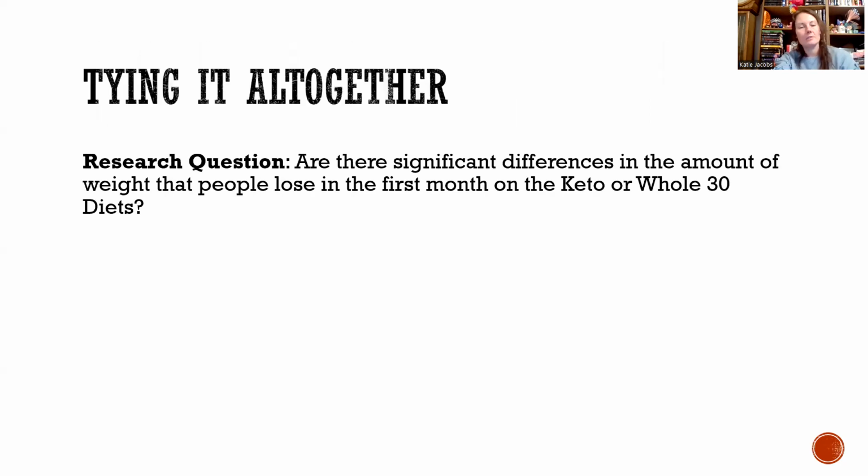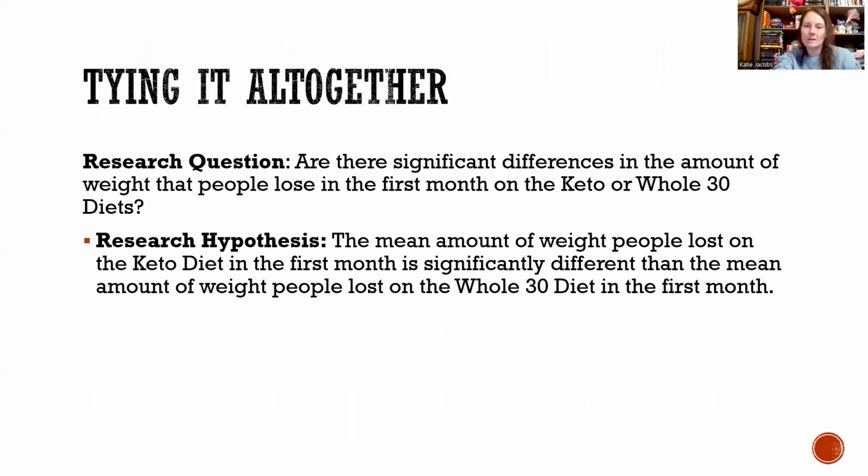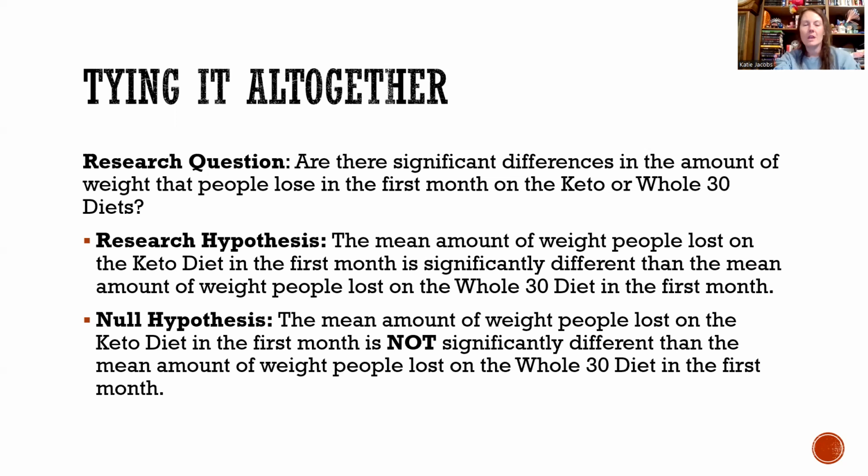So tying it all together, we have our research question: are there significant differences in the amount of weight that people lose in the first month on the keto or Whole30 diets? Our research hypothesis was that the mean amount of weight people lost on the keto diet in the first month is significantly different than the mean amount of weight people lost on the Whole30 diet in the first month. And our null hypothesis is the opposite of that: the mean amount of weight people lost on the keto diet in the first month is not significantly different than the mean amount of weight people lost on the Whole30 diet in the first month. So we have our research question, and then we have two possible answers. Only one of these answers can be right. Either the research hypothesis or the null hypothesis will be correct.